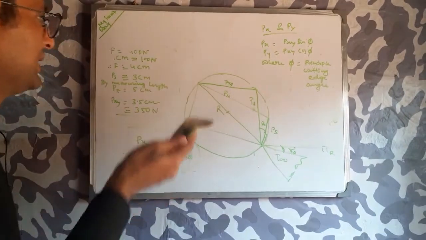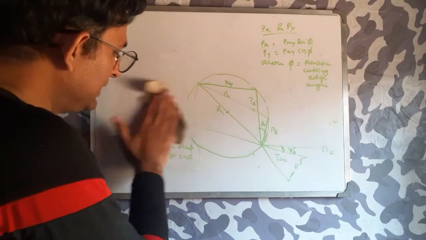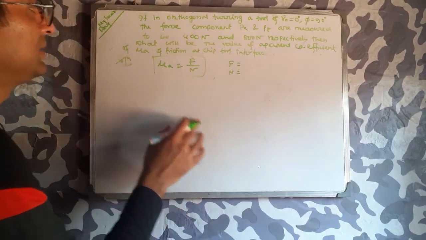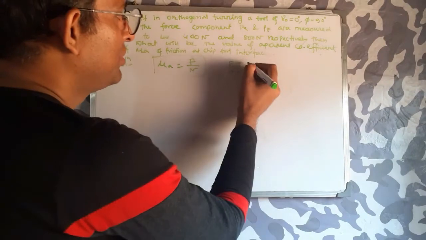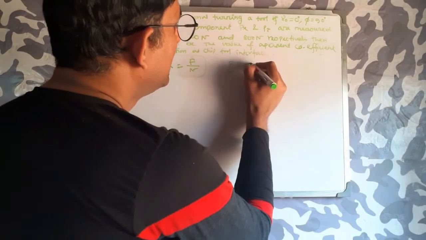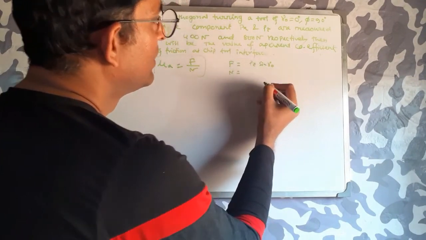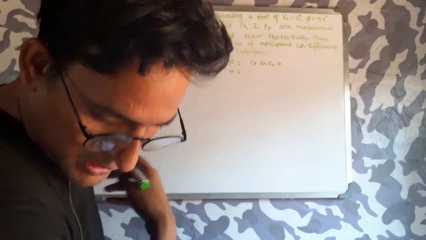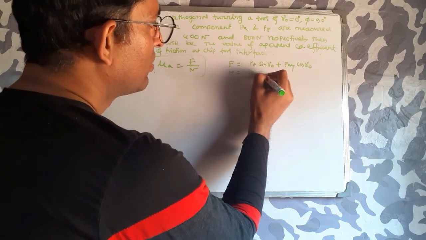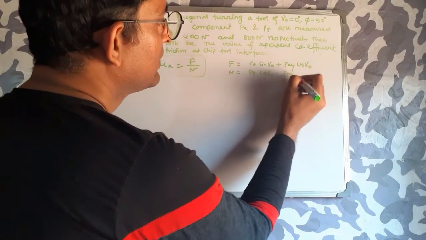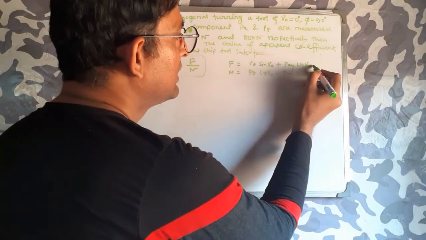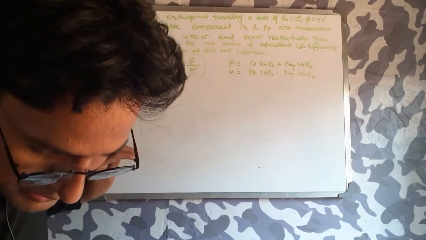Now in the next case, these are the problems where you can easily find out the value of cutting force, and N also you know. If you see the equation of F, F is equal to Pz sin gamma 0 plus Pxy cos gamma 0, and N is equal to Pz cos gamma 0 minus Pxy sin gamma 0. Now the value of gamma 0 is given.